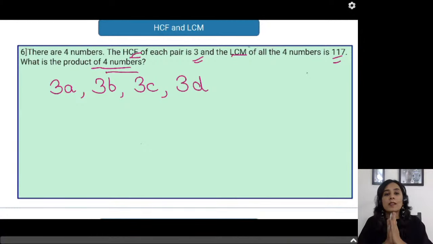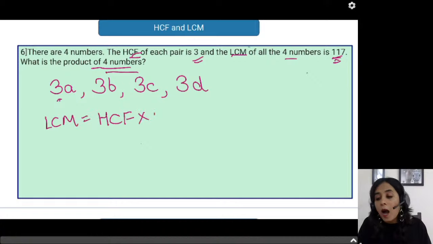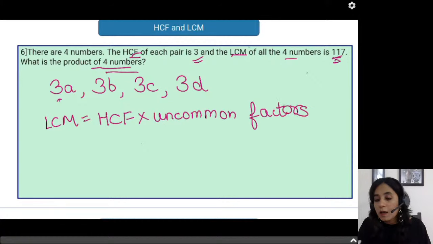My assumption is all these four numbers are A, B, C, D, which I have multiplied by 3 because 3 is the HCF and all my numbers are divisible by 3. Now the LCM of all these four numbers is 117. We all know, LCM is nothing but HCF into uncommon factors. So my HCF, which was 3, into the uncommon factors.